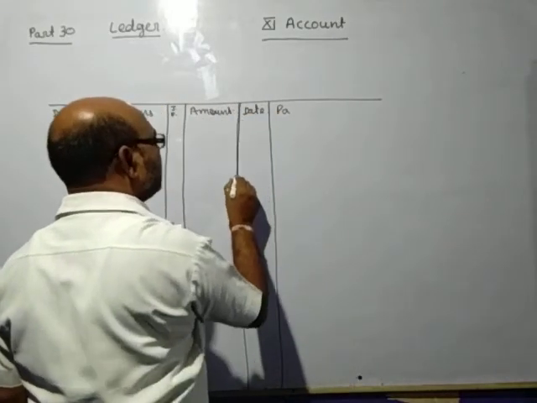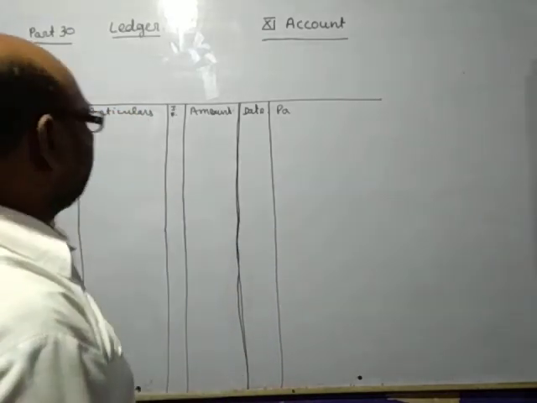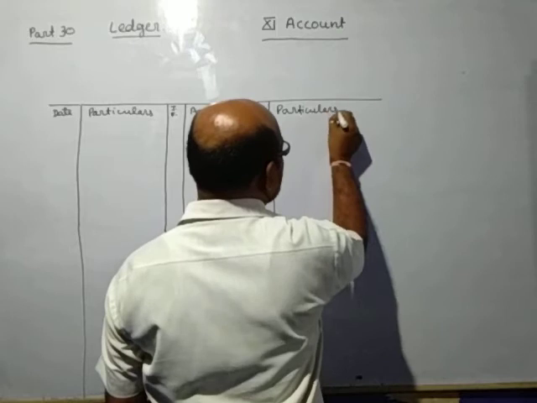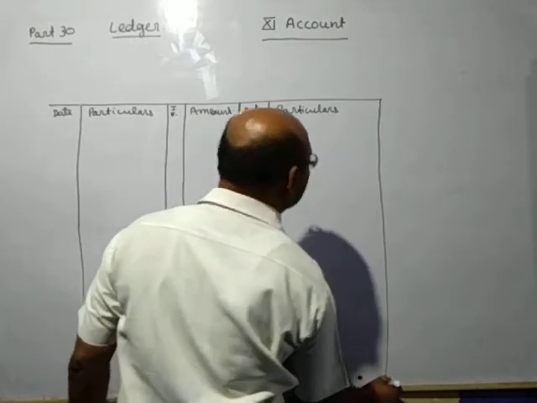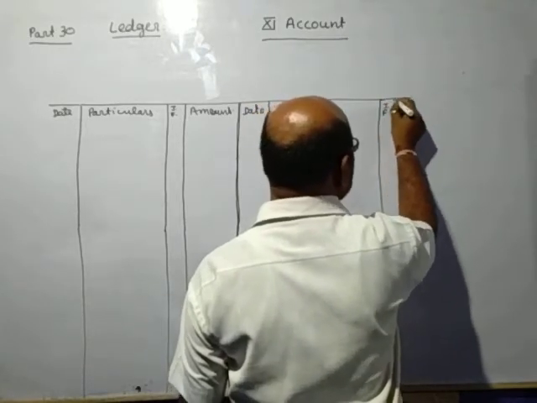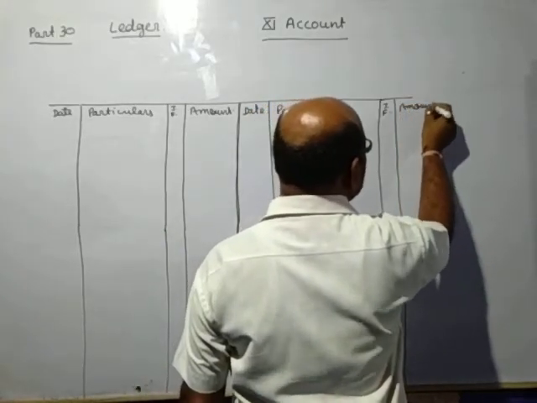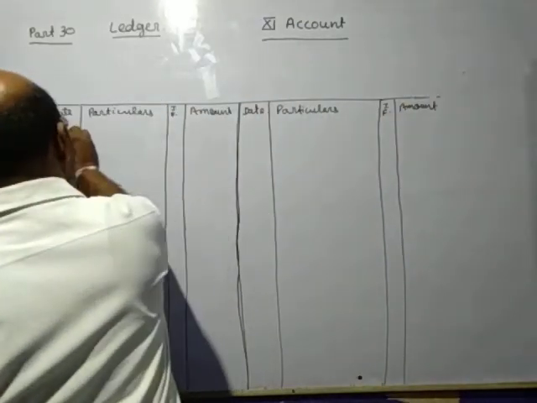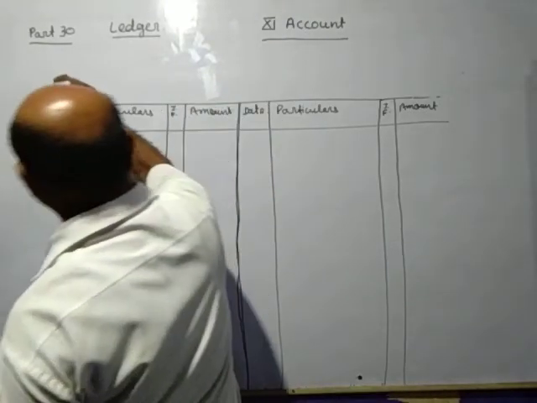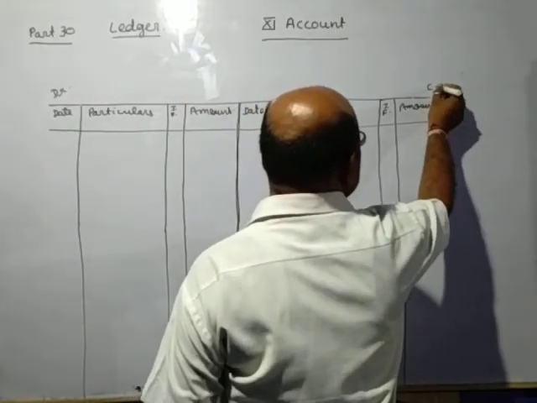Here we will make a double column in the middle, which signifies that there are two parts: date, particulars, ledger folio, general folio, amount. Now this is your left hand side. This left hand side is called debit. This is your right hand side. This is called credit.